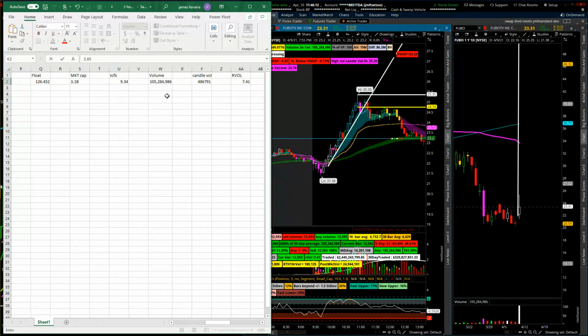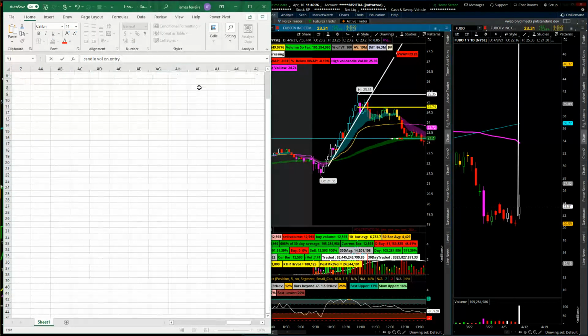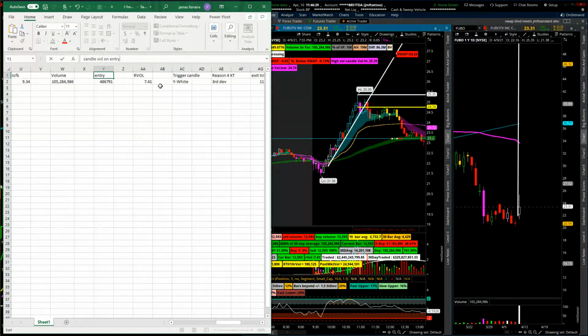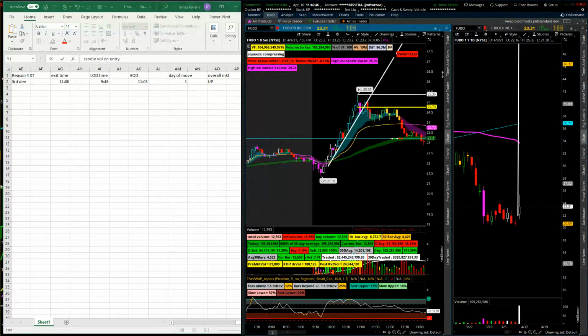We've got that, the market cap, the institutional ownership, the volume on the day, the candle volume on entry, relative volume on the day, trigger candle, reason for exit, third dev, exit time, low of day, high of day, day one move, and overall market. And that's going to be enough for me. I feel like that's a good, solid data set that once we get a couple hundred entries, we can start to see a pattern, right?